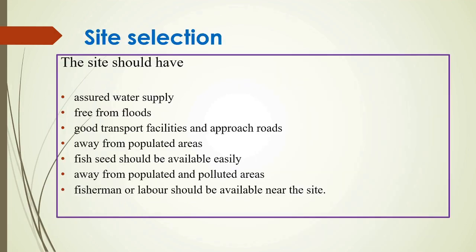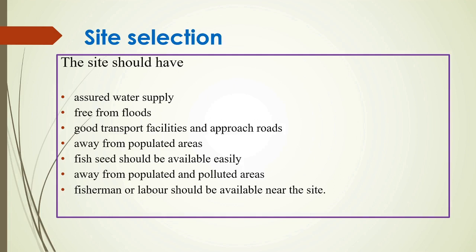Coming to the next component, that is site selection criteria for fish farm. One of the most important aspects of the planning of fish farm is the selection of the site for fish ponds. If the site of the ponds is well chosen, the pond can be more productive than the land itself. When considering a site for the fish ponds, the following aspects have to be considered.